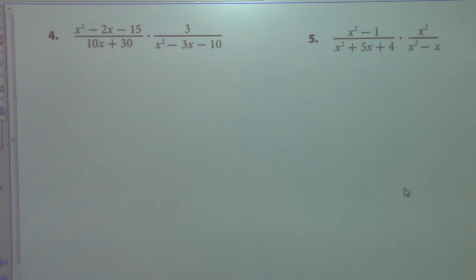So x squared plus 2, x minus 5, x plus 3. It's 3 over 10, x plus 3, x plus 2. You're right. No, on the bottom it's plus 2.